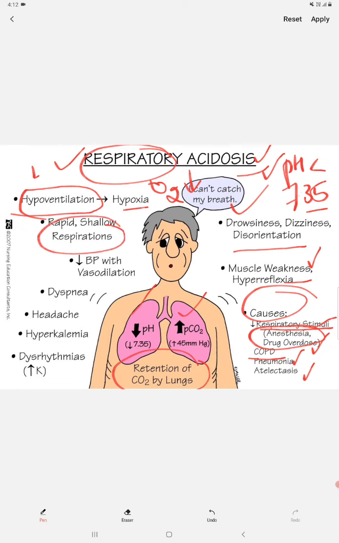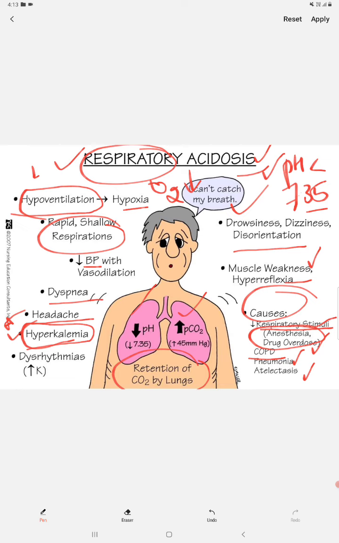And the patient will have rapid shallow respirations, decreased BP, dyspnea, right? The breathing will not be proper, and he may face headache. Hyperkalemia, this is one of the very important points, it can be asked as an MCQ also in respiratory acidosis, whether we can see hyperkalemia or hypokalemia.